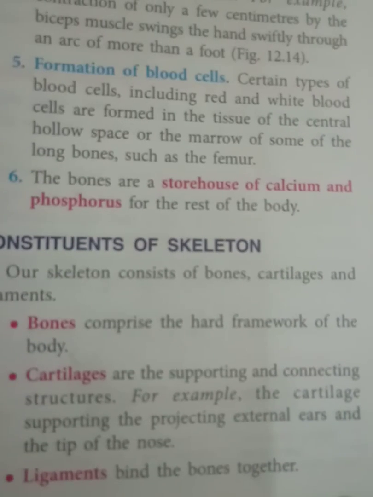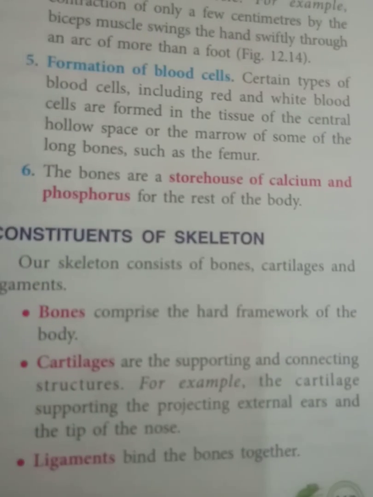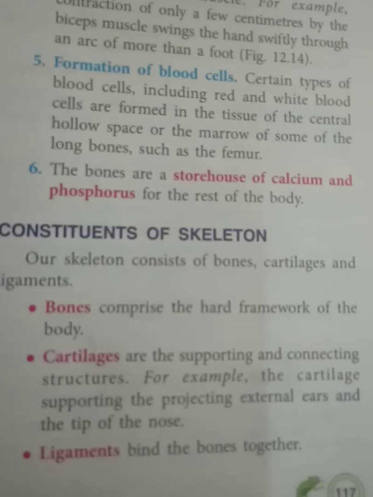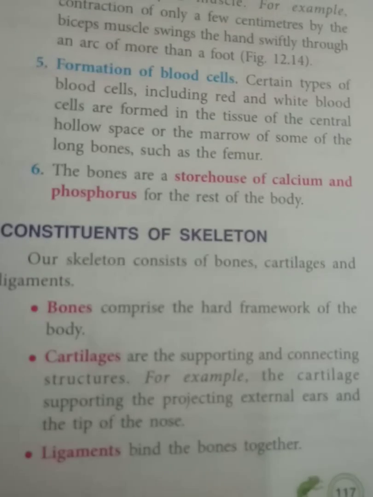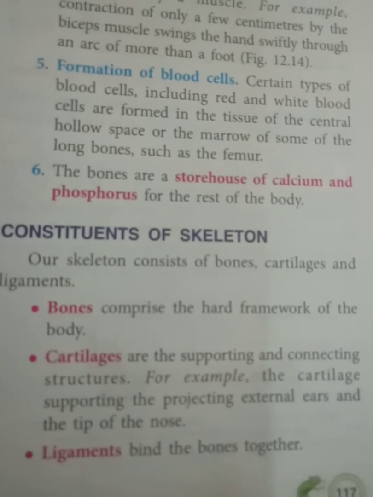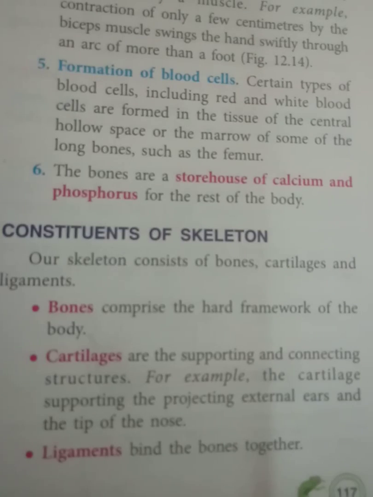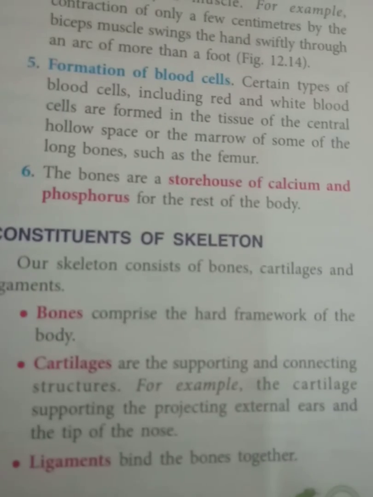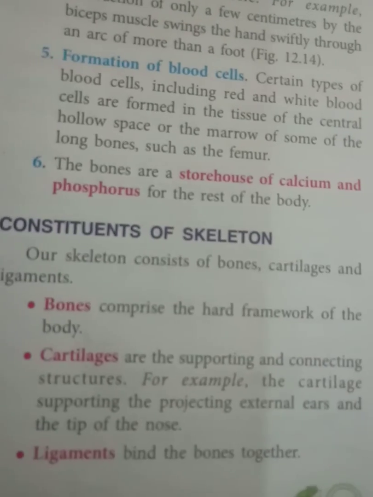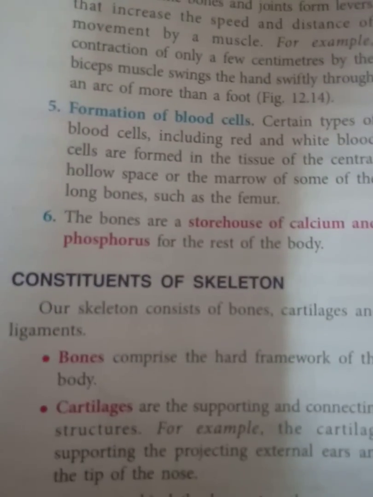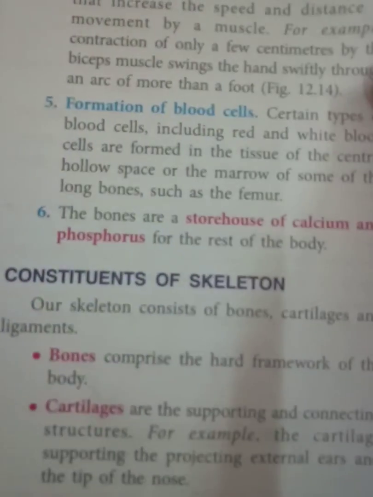Then constituents of a skeleton. Our skeleton consists of bones, cartilage and ligaments, and bones comprise the hard framework of the body. Cartilages are supporting and connecting structures. For example, cartilage supports the projecting external ears and tip of the nose. Then ligaments are special connective tissue which binds the bones together.